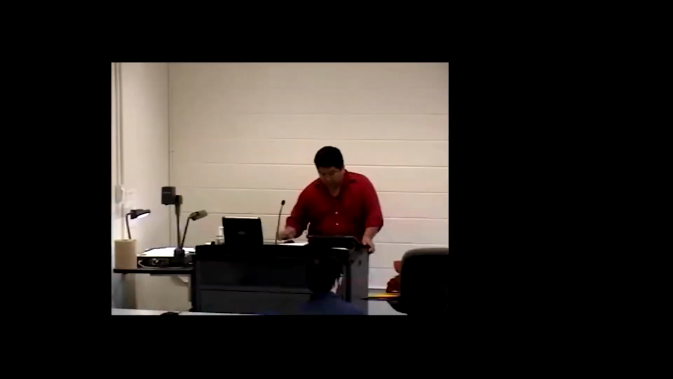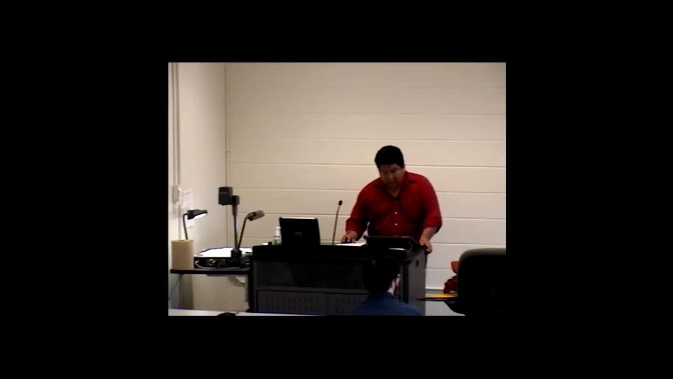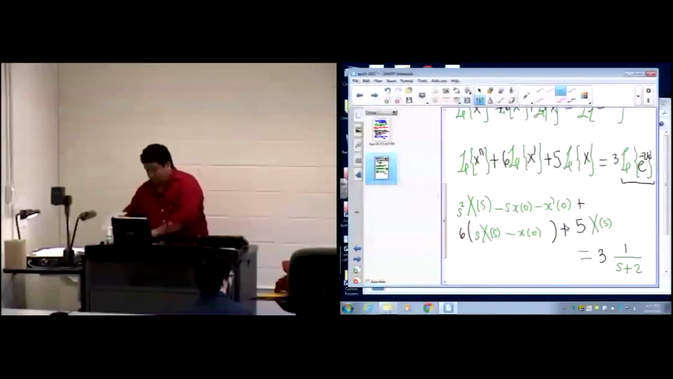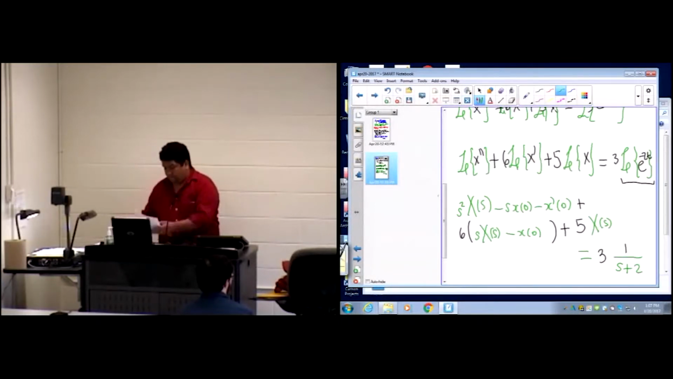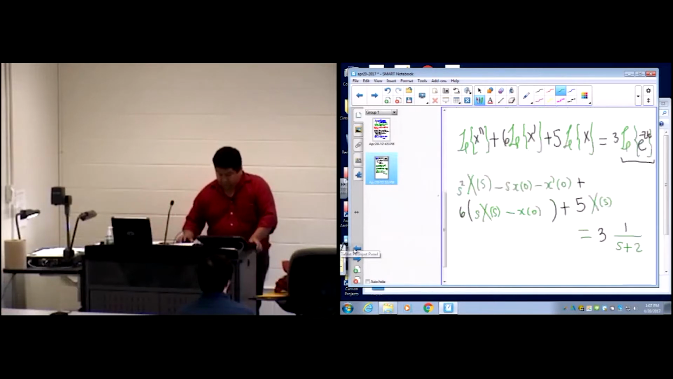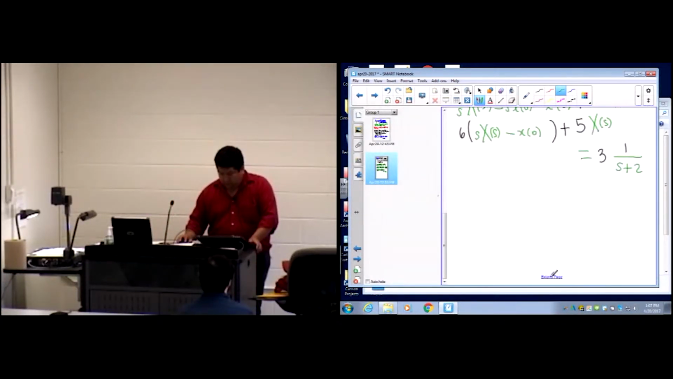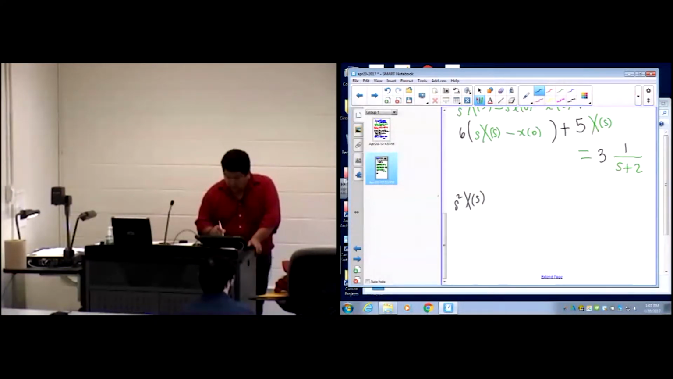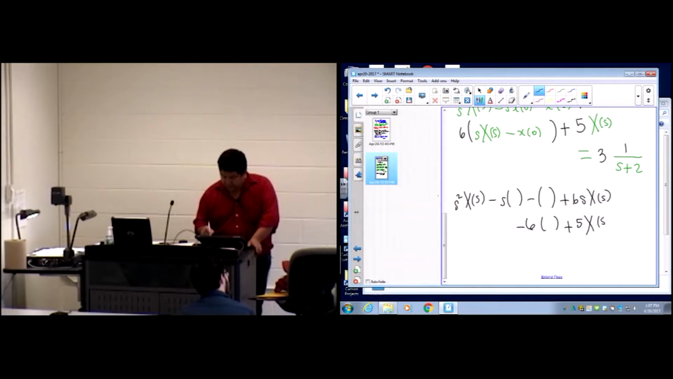So we have s squared big X minus s times something minus something plus 6 s big X minus 6 times something plus 5 times big X. This is all equal to 3 over s plus 2. So the initial conditions would be by plugging in values for little x at 0 and little x prime at 0. So there are 3 spaces where we have things that we can plug in there. And those values, according to what we have in the original problem, are 1, x of 0 is 1, and x prime at 0 is negative 1. So we're going to evaluate here at 1 and negative 1, and then this value would also be 1.